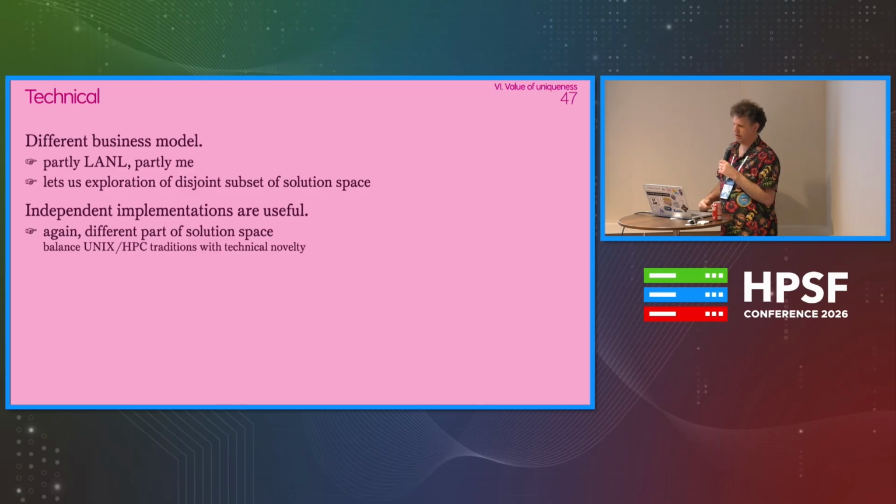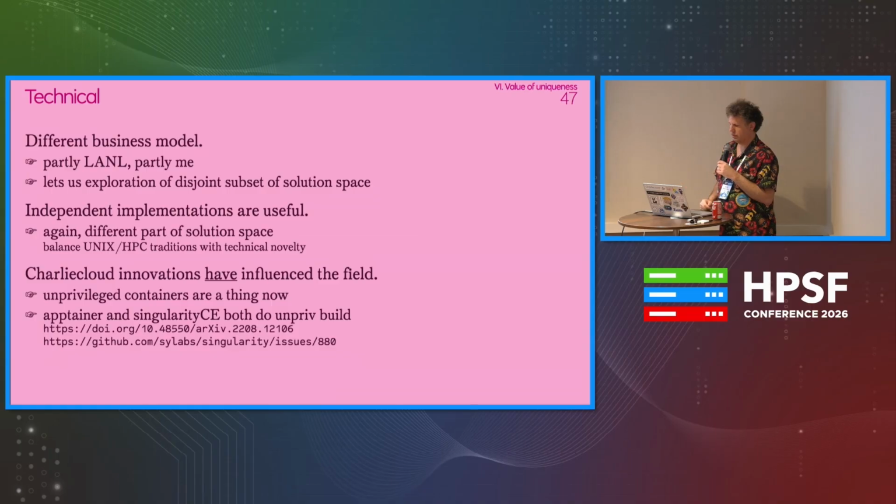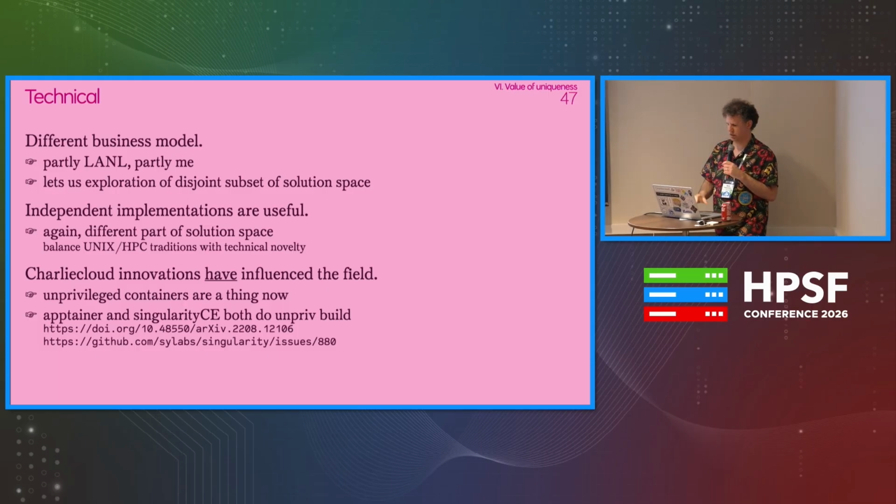Again, it's a different part of the solution space. I think a lot about how to balance things that work in Unix and HPC with technical novelty. And we really have influenced the field, in my view. Unprivileged containers are our thing, and I think Charliecloud was influential in that. Apptainer and SingularityCE both do unprivileged build. These links are where they said they did it because of Charliecloud. And I forgot to put Elena's thing here too, but you can take her word for it when she talks.